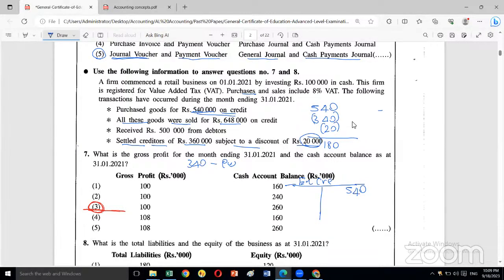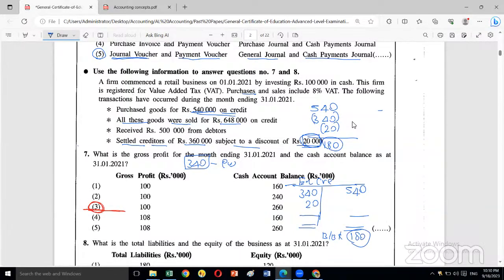From this 540, 340,000 I paid as cash. When I am paying cash, cash account credit, creditors account debit 340. And after that, I got a discount of 20,000. Discount received, what is the double entry? Discount received account credit, creditors account debit 20. So finally, if you balance this one, you will end up with a balance brought forward of 180, the same answer.